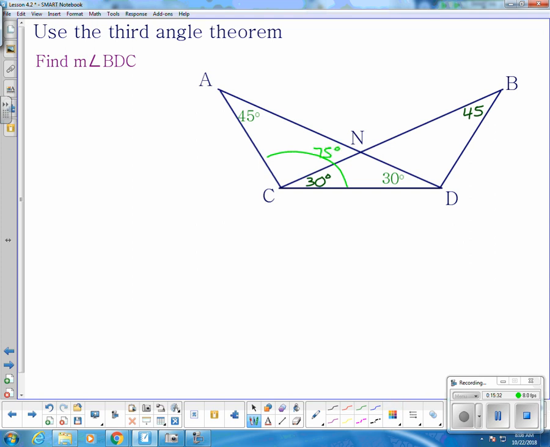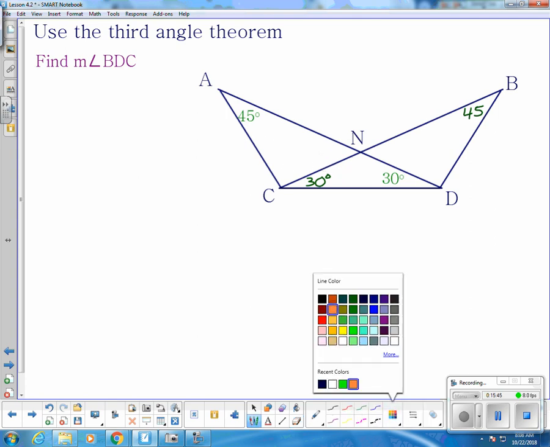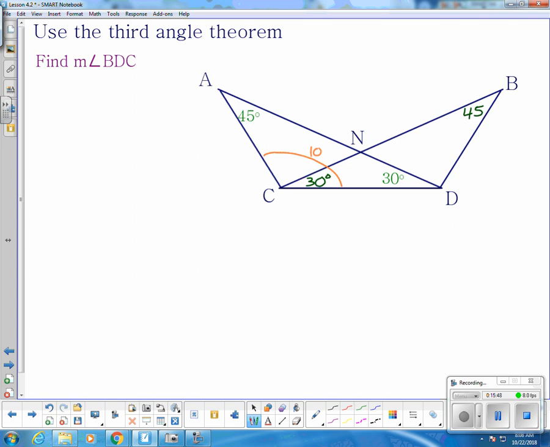So how much is this piece right here? Now the big angle is how much, guys? 105. So the little angle needs to be 75. Yeah, the little angle needs to be 75, sorry. So this guy is 75. Okay? So we can find those by the third angle theorem. All right. Interchanging angles. It's confusing.